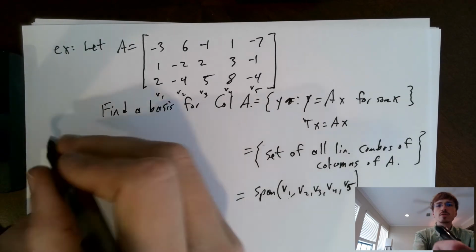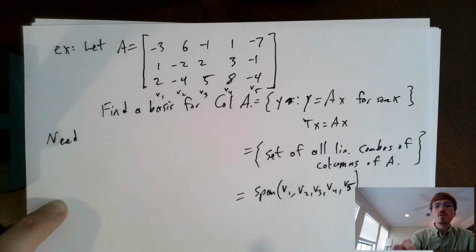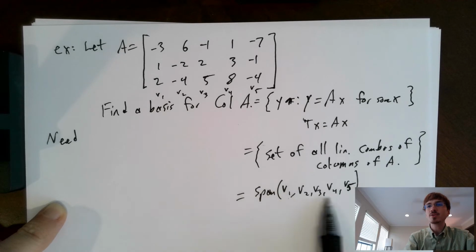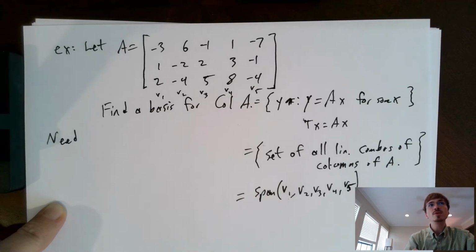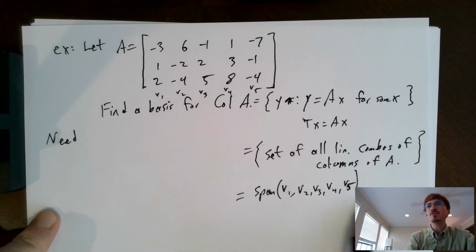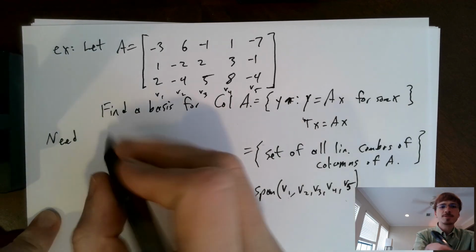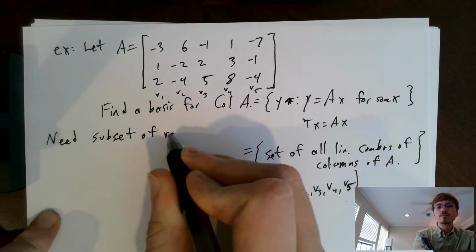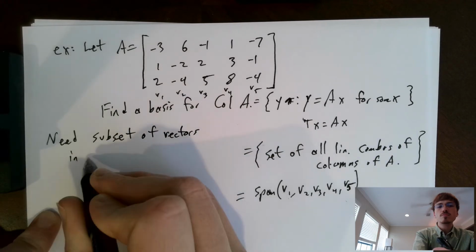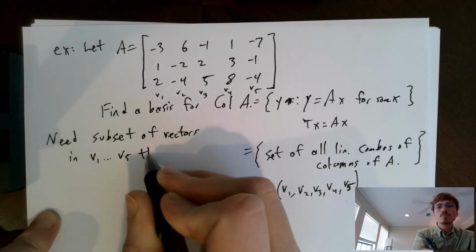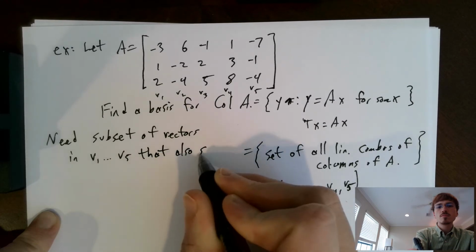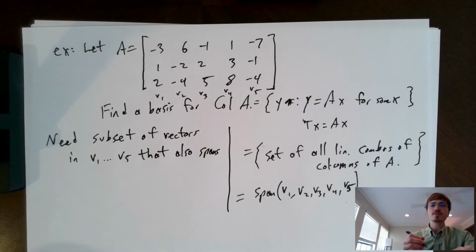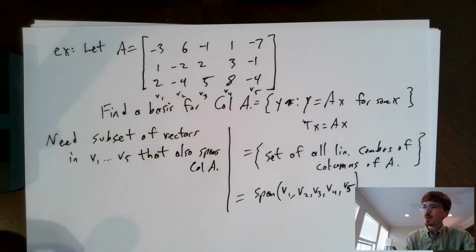What do we need now? We need to know which of these are linearly independent. What's a linearly independent set among v1 through v5 that also spans? We need a subset that also spans the column space of A. How can we go about doing this?